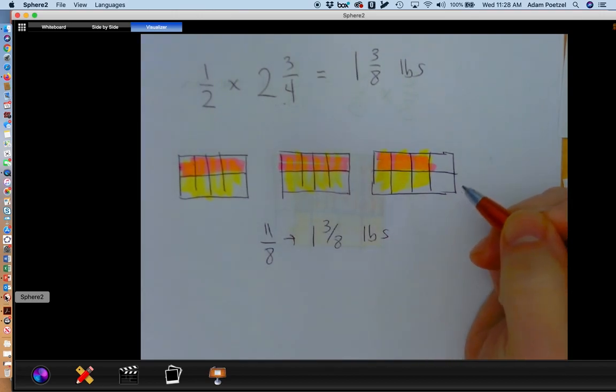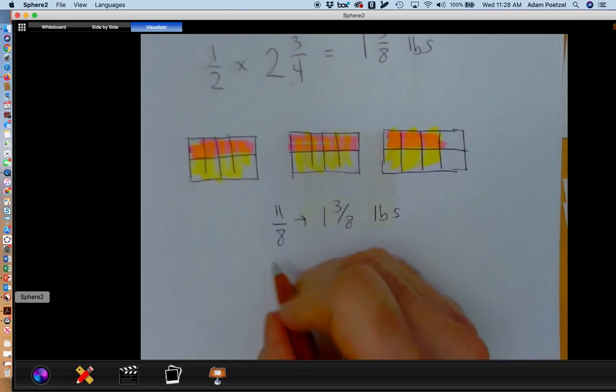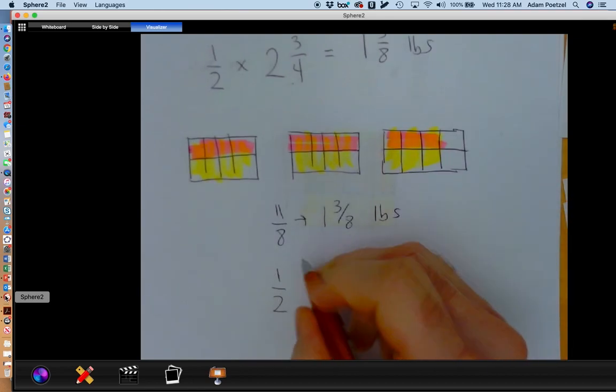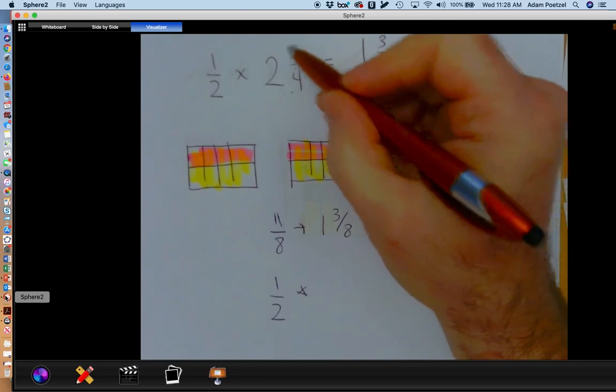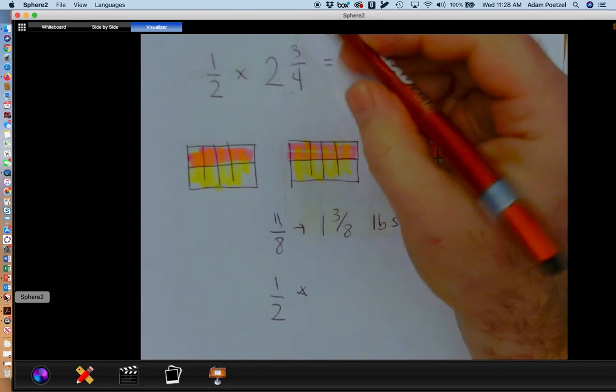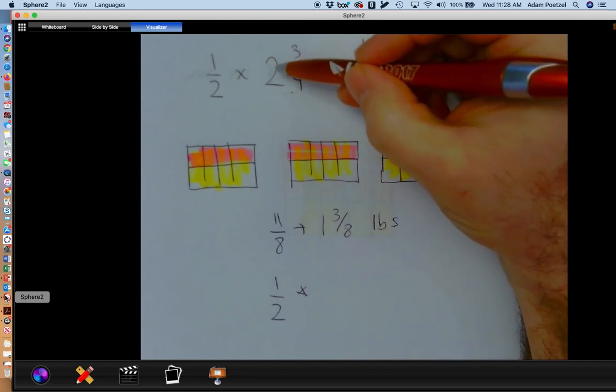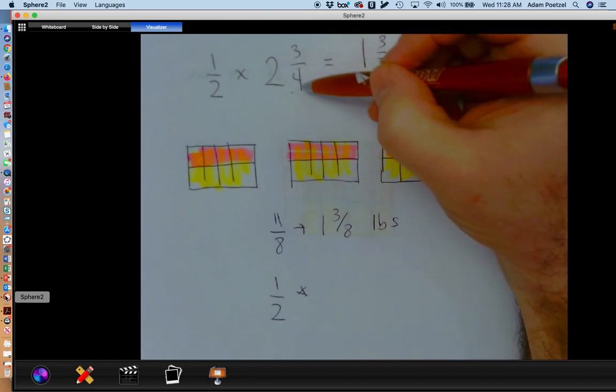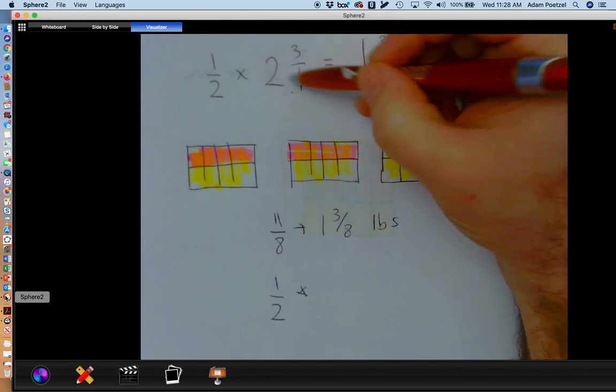And again, if we take a look at more of an algorithm, there's different ways to do this, but one common way is to turn it back into a fraction greater than 1 here. So if we had 2 wholes broken into fourths, that would be 8/4.